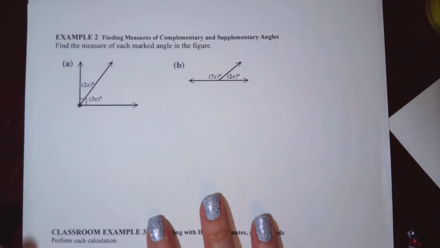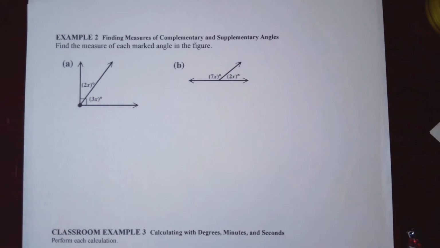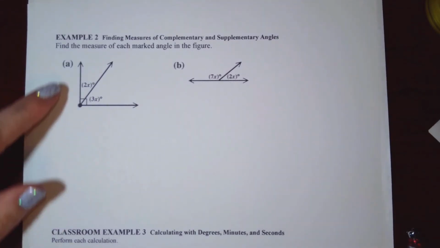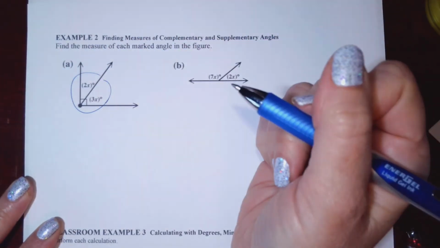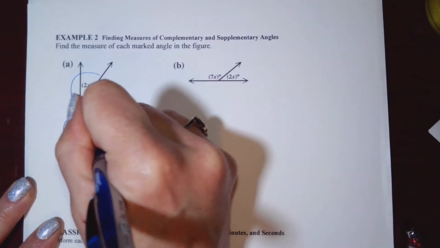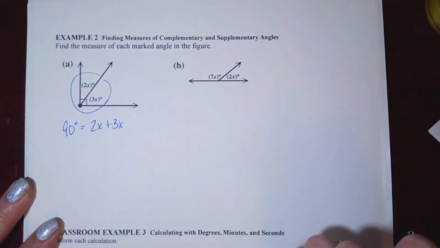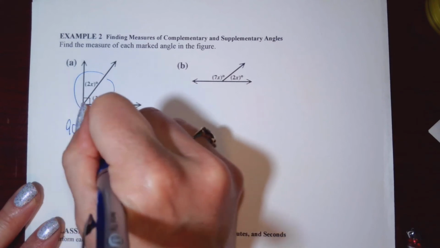Still talking about and focusing on complementary and supplementary angles. We're going to look at the measure of the angles marked. For A, I'm given a right angle, so the sum of these is 90 degrees. So 90 degrees is equal to 2x plus 3x. Those two angles together form my 90-degree angle. And I can solve that equation.